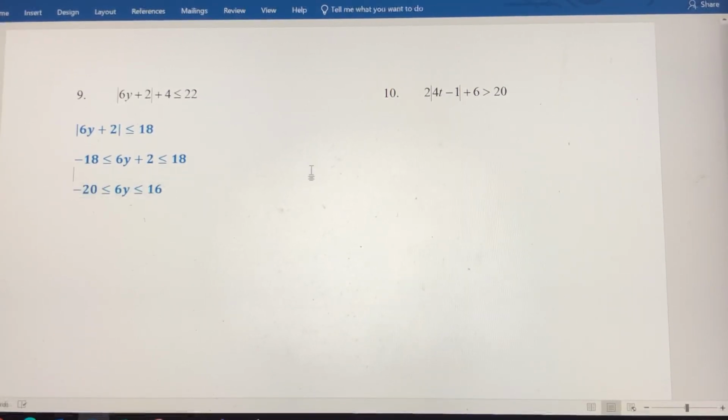Subtract 2 from both sides, or all parts, excuse me. Divide all parts by 6, okay? And negative 20 divided by 6 simplifies to negative 10/3. And 16 divided by 6 simplifies to 8/3, all right? So my solution set here is the values from negative 10/3 to positive 8/3, and we say inclusive, because it includes both of those values, negative 10/3 and 8/3, all right? So that's the process you're going to use to solve absolute value inequalities.